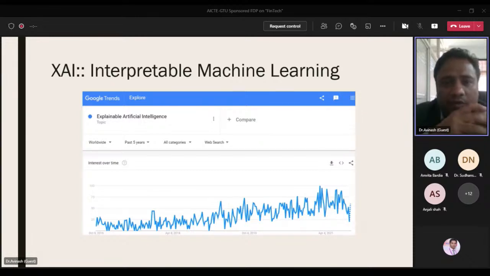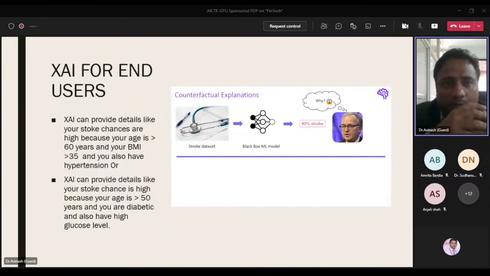So this is explainable AI and how it is evolving. Then, how is explainable AI going to be beneficial for end users? With the help of XAI, that is explainable AI, it can provide details on your stroke chances, whether according to your age you have a higher chance of stroke, or even if your age is not high, but your body mass index, BMI level, is greater than 35, in that case you can also have hypertension.